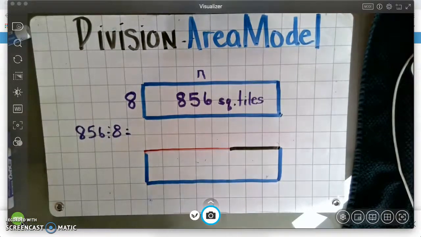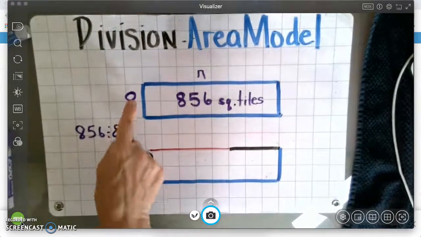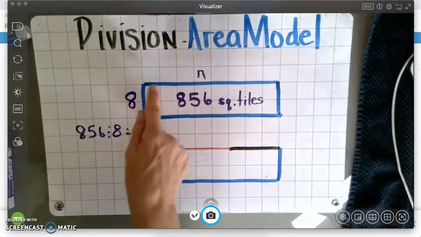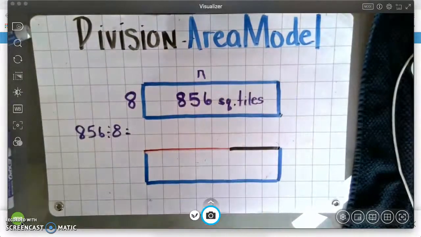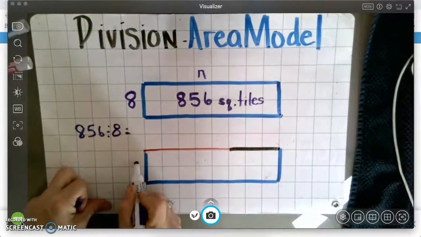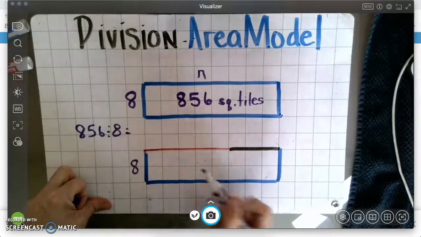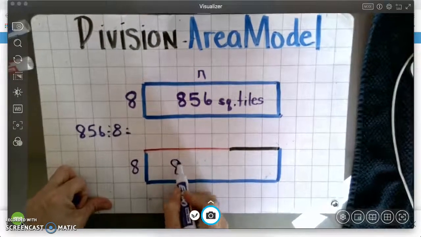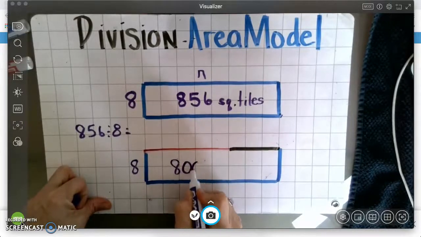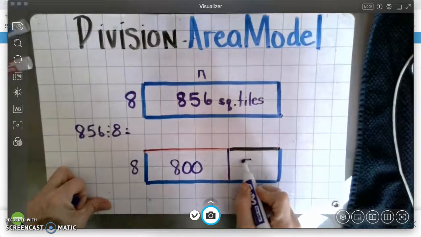Let's make one that doesn't seem so obvious. So let's say your terrace is going to have 856 square tiles in the center. You want to make 8 tiles going wide. How many tiles do we need going long? So this one, we're going to keep 8 wide. And here, I can break up the 800 and the 56.